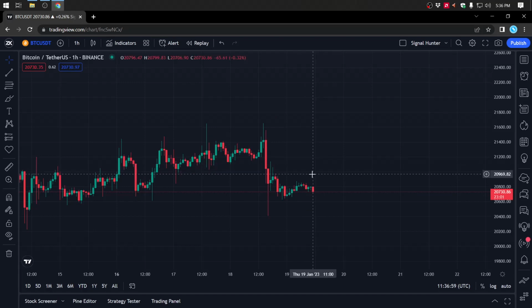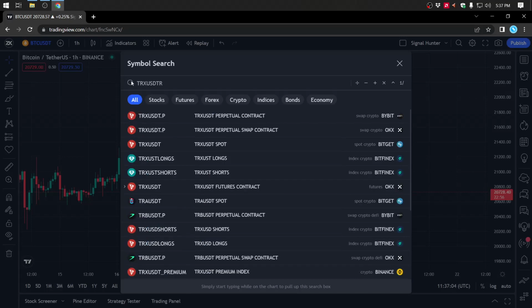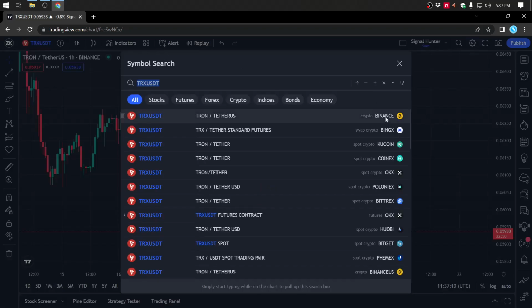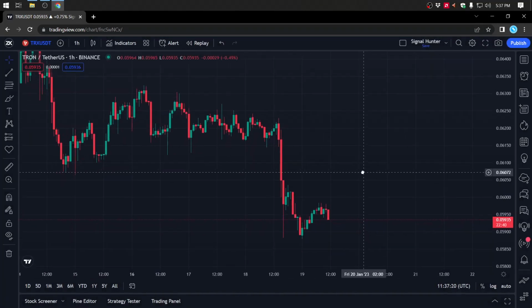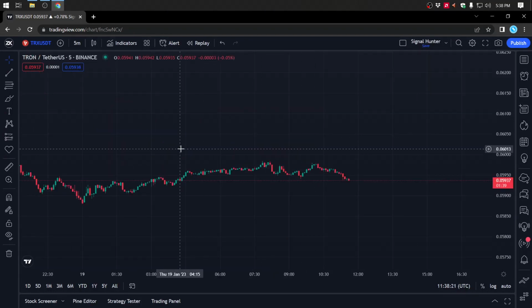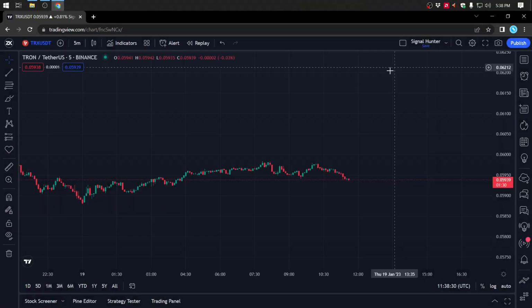Now I select my asset as TRX USDT, and from the TradingView asset library you must select your asset and trading platform from here, otherwise your platform price could not sync with the TradingView price and it could be a reason for your trade to fail. The time frame for this strategy, I select 5-minute time frame. Right now I am going to test this strategy on TRX USDT cryptocurrency, and the result could be different for other trading assets. Now I have to add today's two indicators.